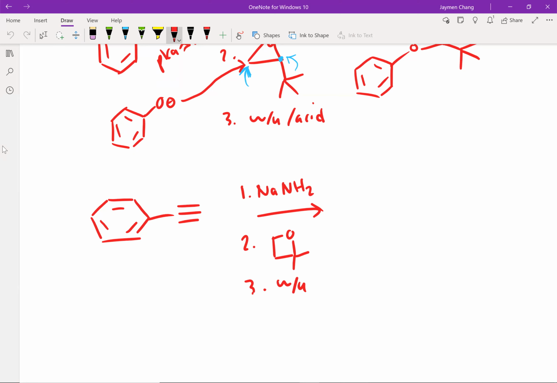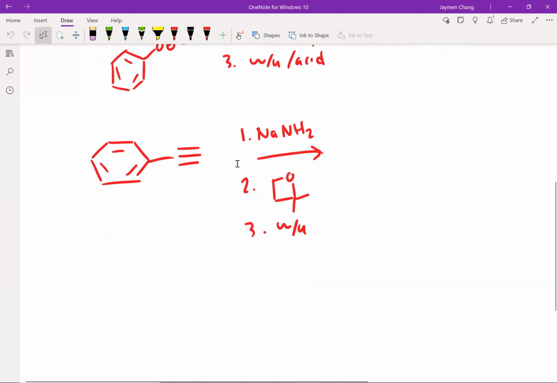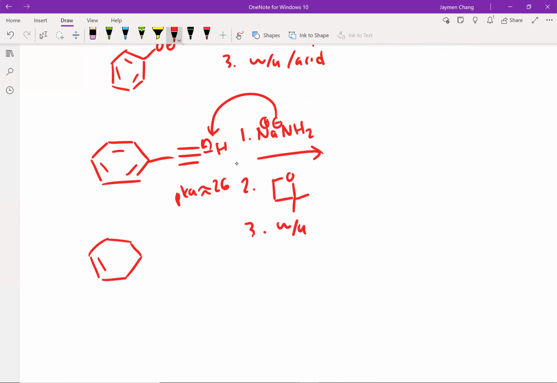If you don't know what a workup is, basically it's just acid to neutralize the species and give it its final product. So we have our Na plus, again we have our NH2 minus, and this is going to come in and actually deprotonate the hydrogen on a terminal alkyne. So the terminal alkyne pKa is about 26. And we'll see that we form a nucleophile.